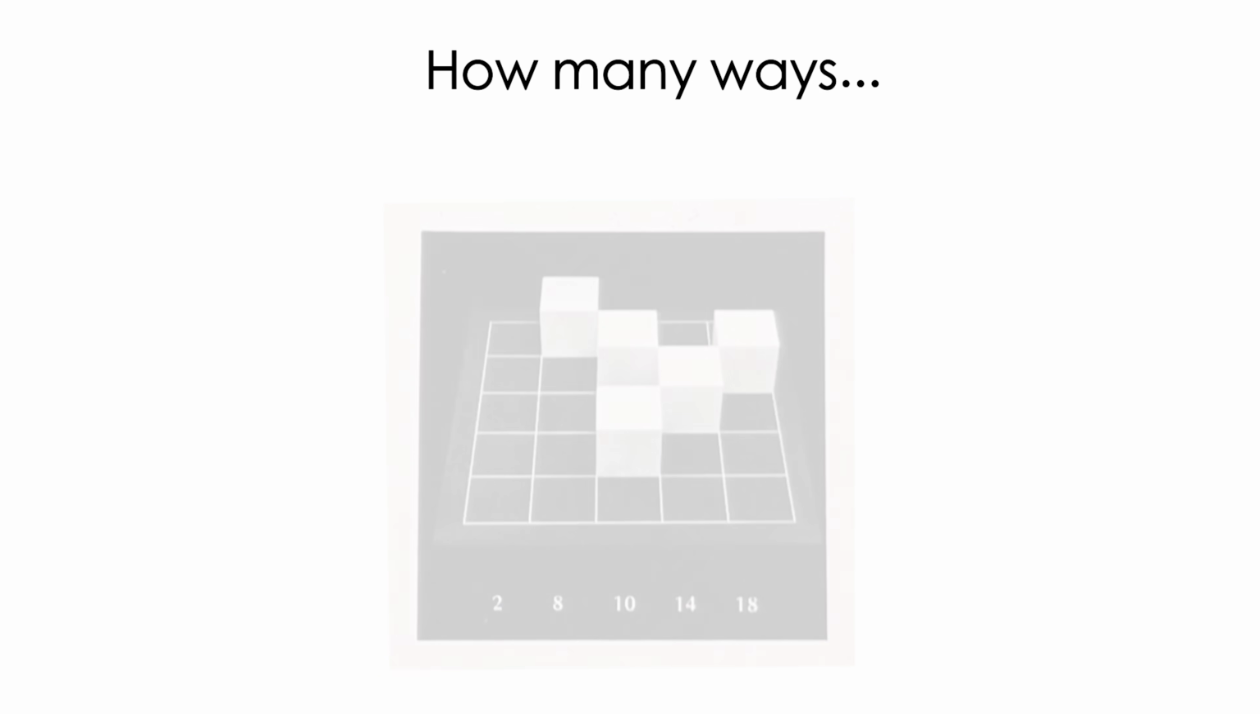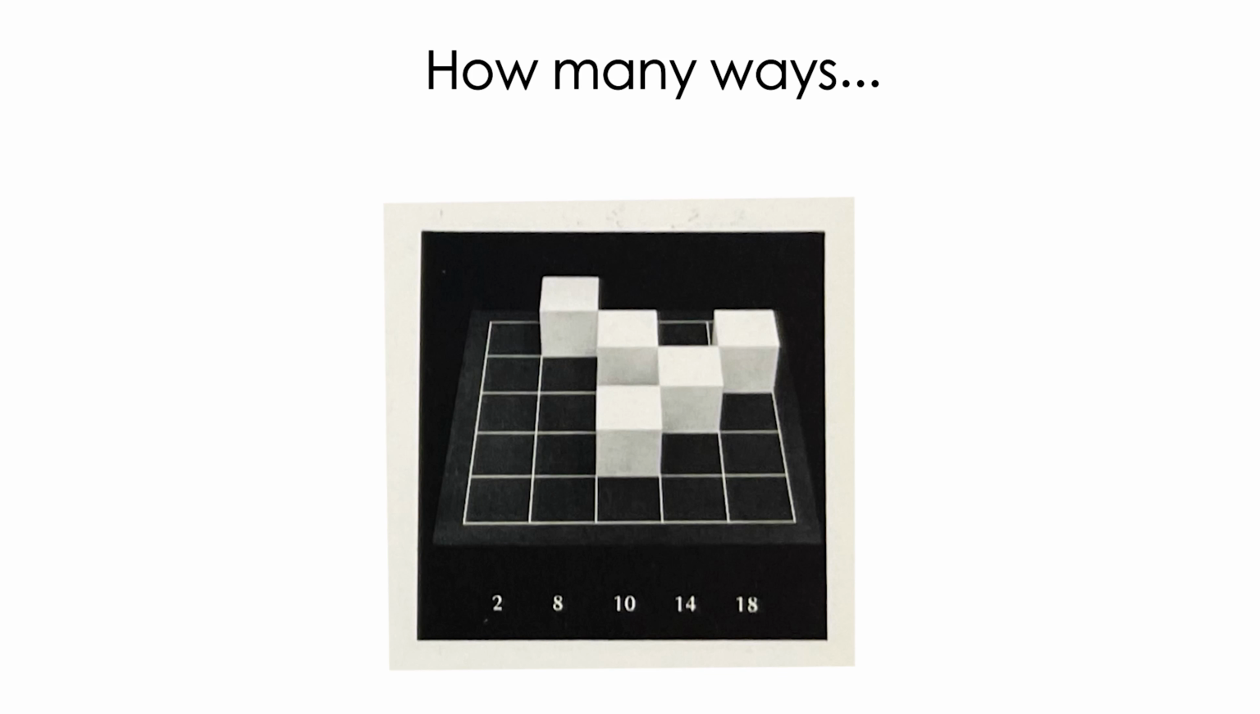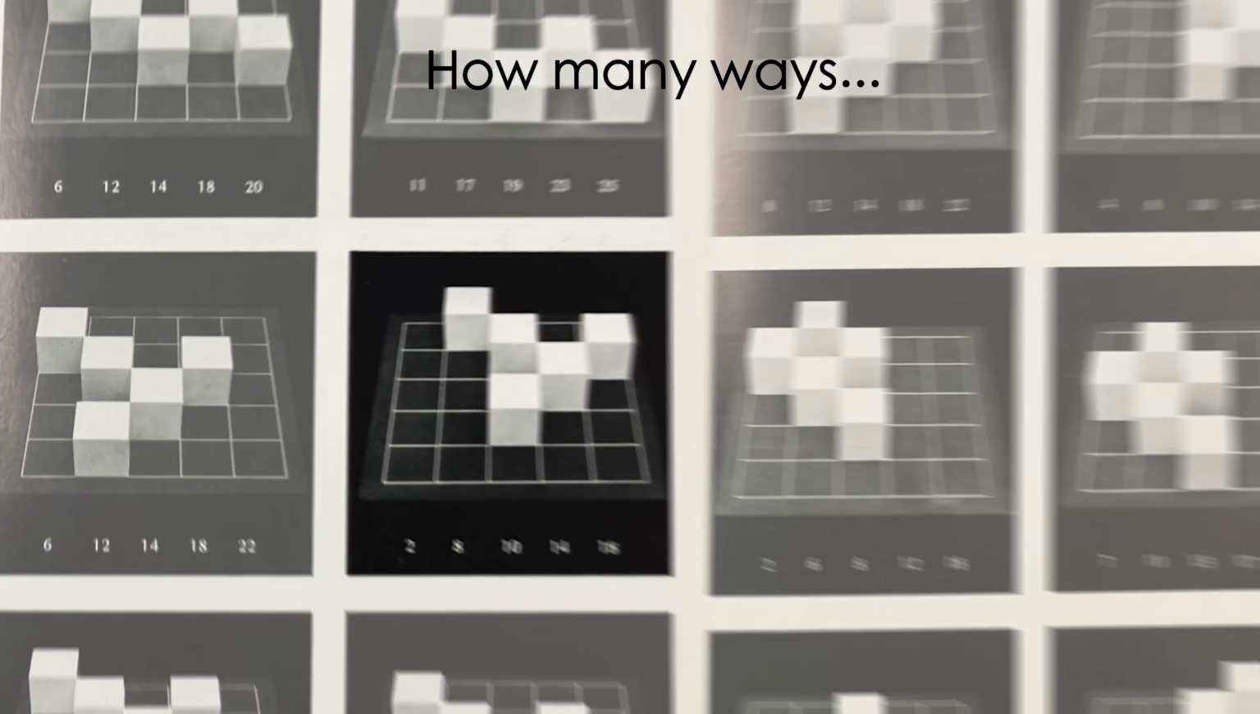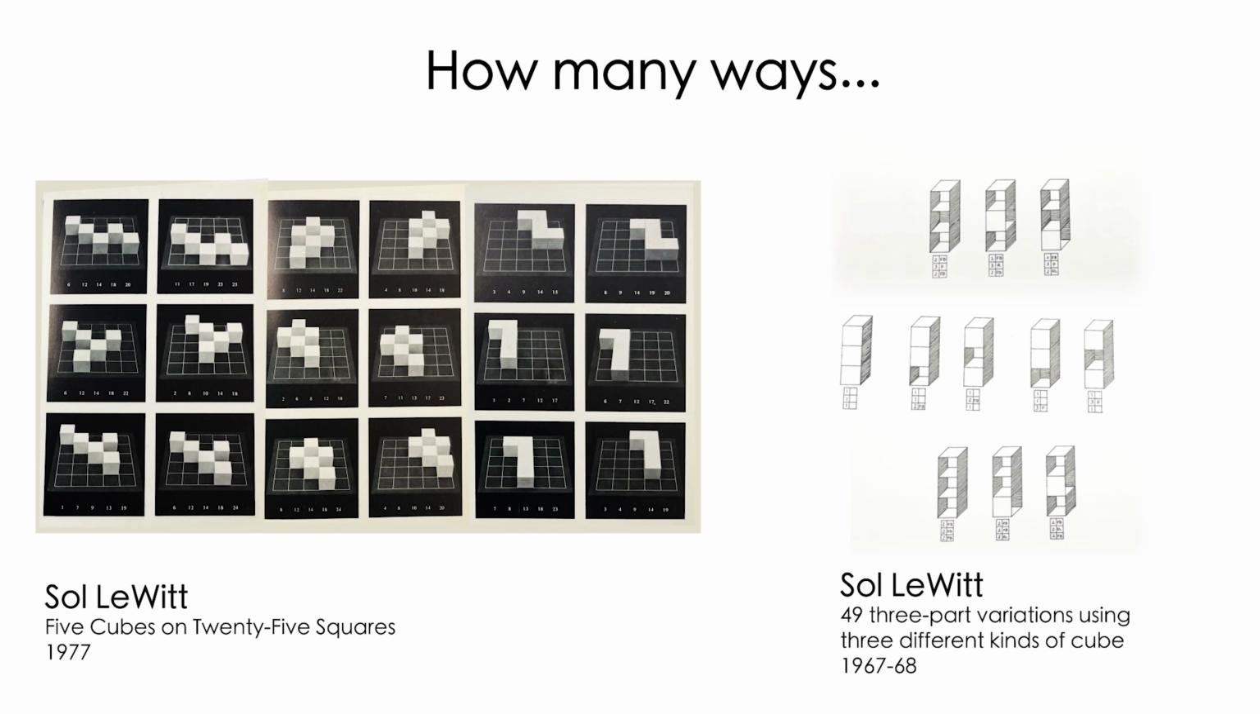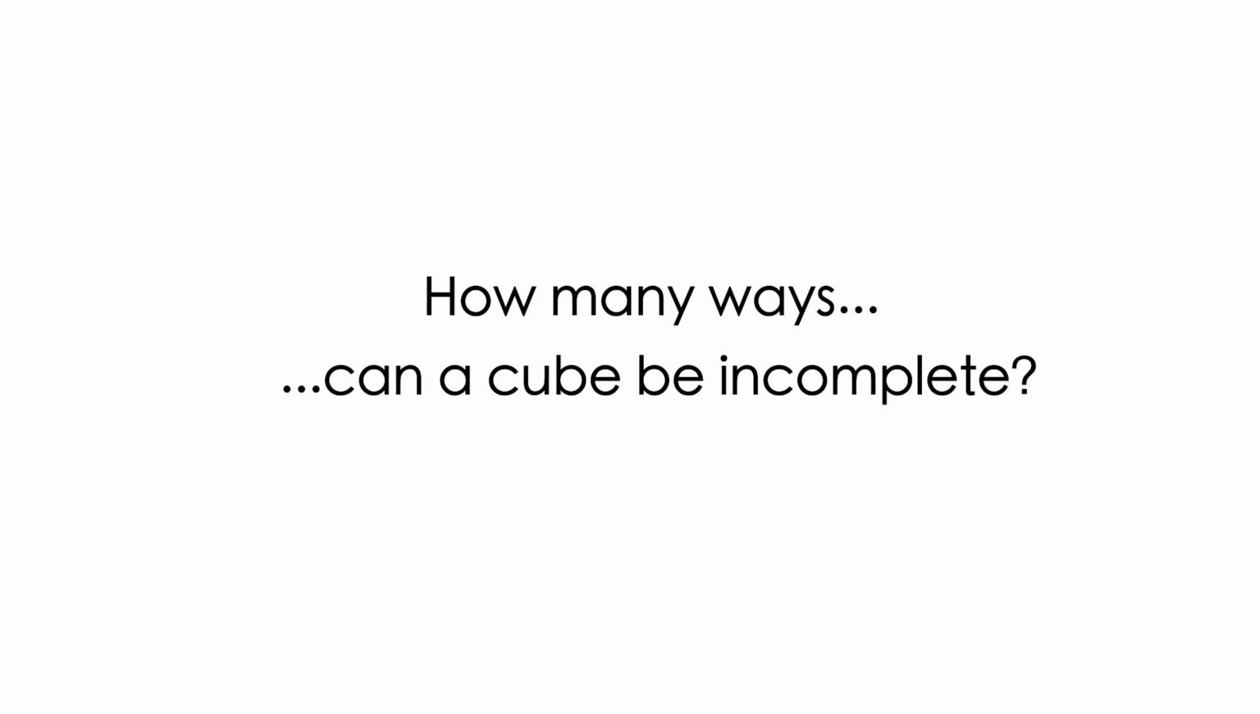Many of LeWitt's serial structures begin with the question, how many ways? Like, how many ways can I put 5 cubes on 25 squares? Or how many ways can I stack 3 open boxes? The resulting artworks are simply a presentation of the correct answers to these questions. Sometime in 1973, LeWitt asked himself a new serial art style question, how many ways can a cube be incomplete?